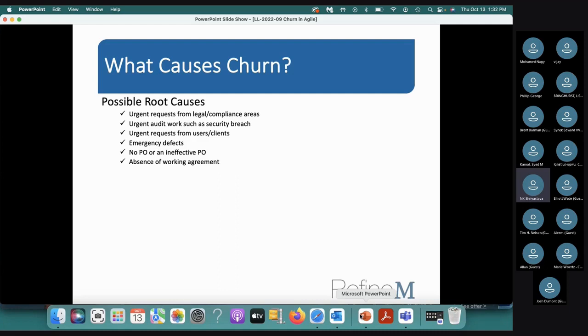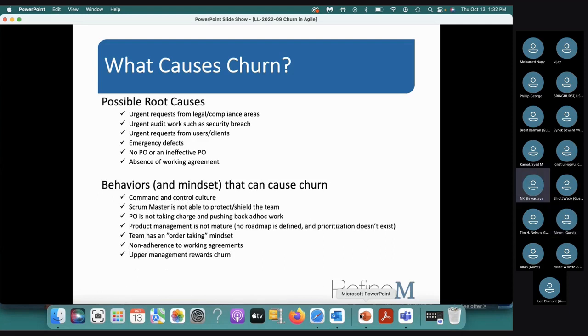And also, I have seen certain behaviors that can cause churn. First, command and control culture. Agile is an empowerment culture, but many organizations that are transforming to Agile still have a command and control culture. If the manager says we need to do it, the team just does it. You cannot question, you cannot ask for details, you cannot say no, we cannot do that in this sprint, this sprint is already finalized. There is a very high level of command and control.